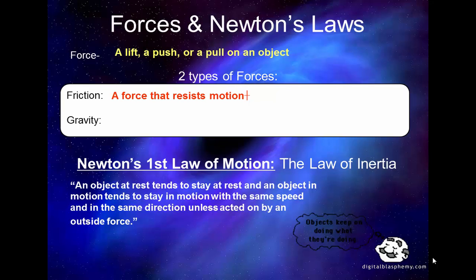Or if you're on a hardwood floor in your socks, you can probably slide for a little ways, but if you're on the carpet in another room, you can't. The difference between those is the amount of friction between those surfaces and your feet. So friction is a force that resists motion. Friction, this force that resists motion, also generates what?